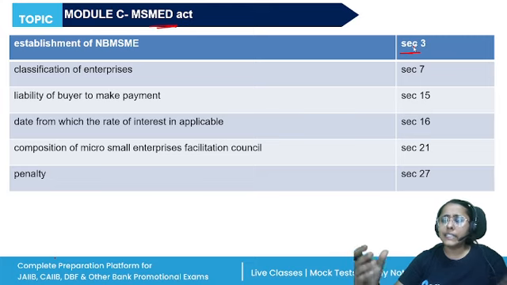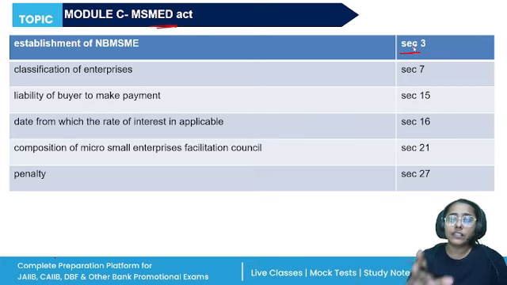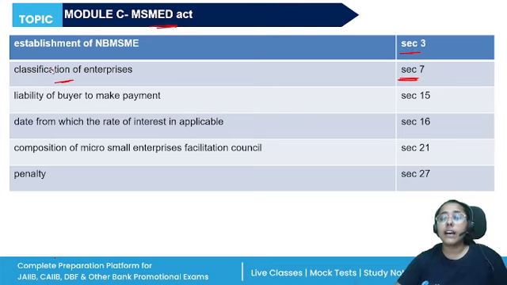The functions include affecting the promotion and development of micro, small, and medium enterprises, recommendations on matters referred by the central government, and how the funds can be better utilized. Similarly, the advisory committee, with five officers of the central government, examines the matters referred by the board to them. So the central government gives matters to be examined to the board, and the board gives these matters to the advisory committee. Then section 7 talks about the classification of the enterprises according to the definitions.